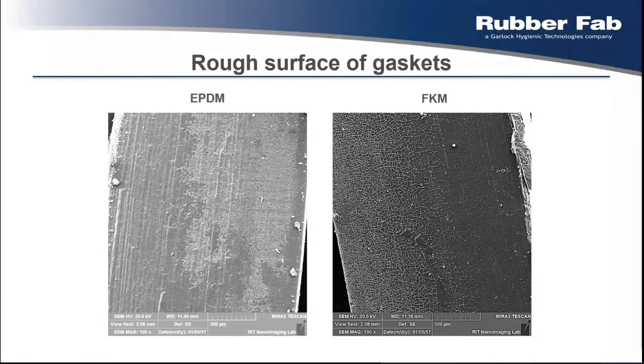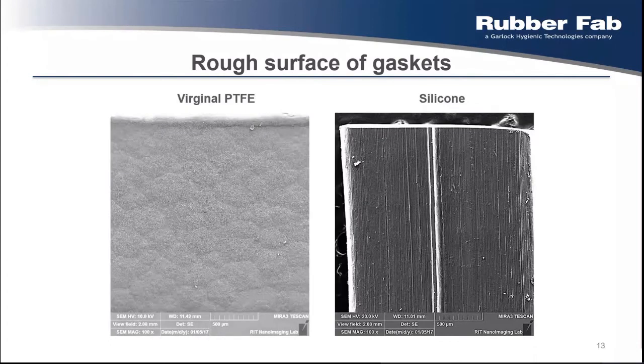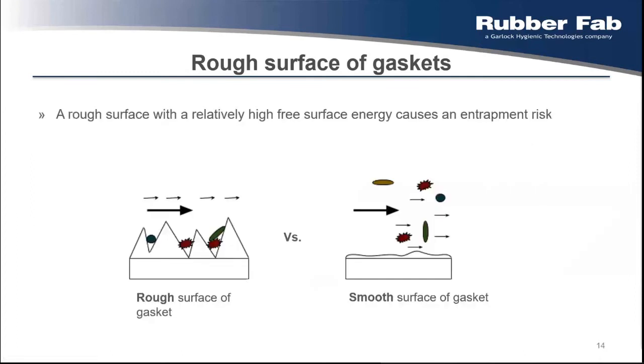This is true for EPDM and FKM, but you will also find relatively rough surfaces when you have a look at virgin, traditional PTFE, and silicone as well. With silicone, it's actually not that rough, but in this picture we can see the separation line really well, which is also in media contact and in the middle of the gasketing surface.